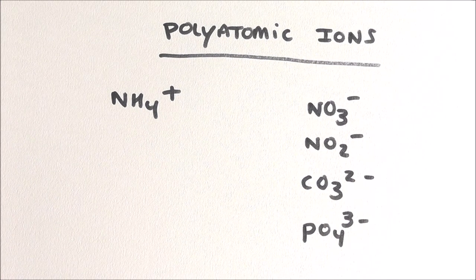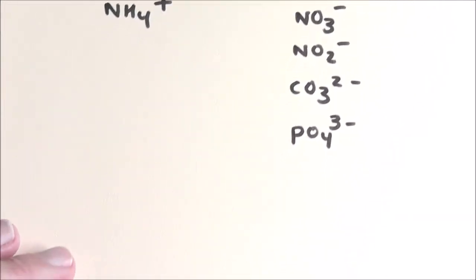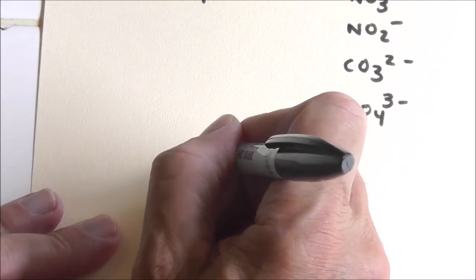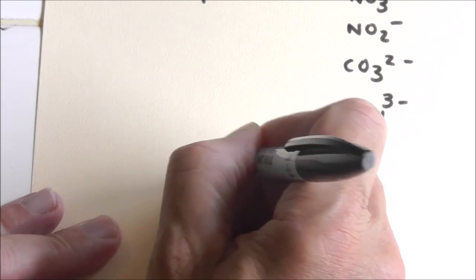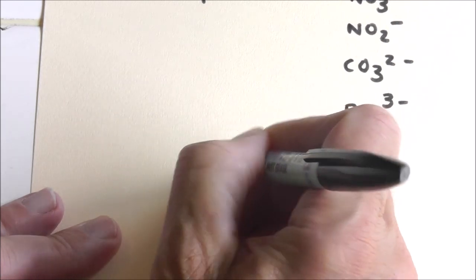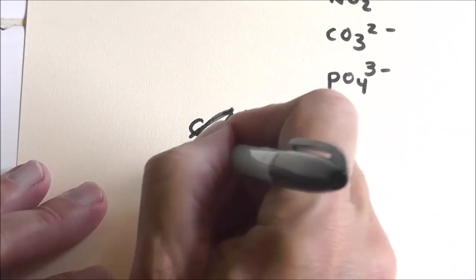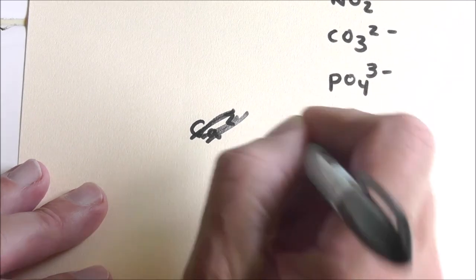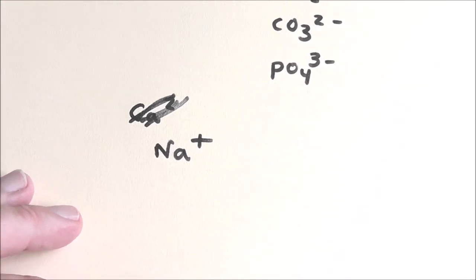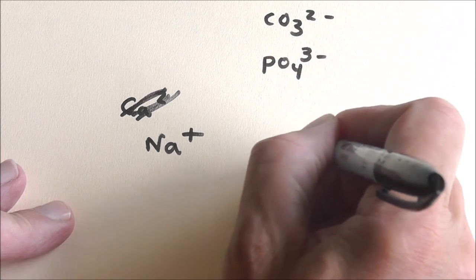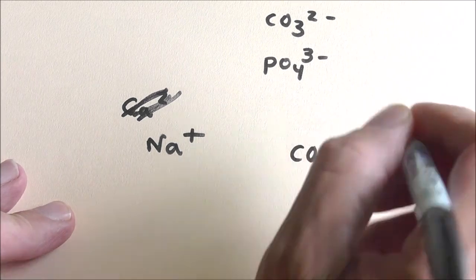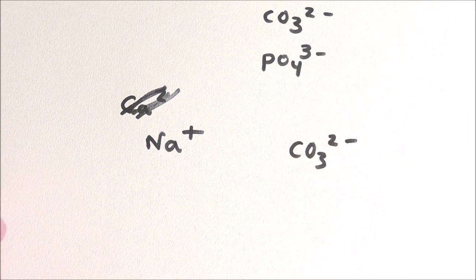So let's go ahead. I was reading my package of ramen noodles, and it said it had sodium and carbonate, a compound between that. So how would we write this?